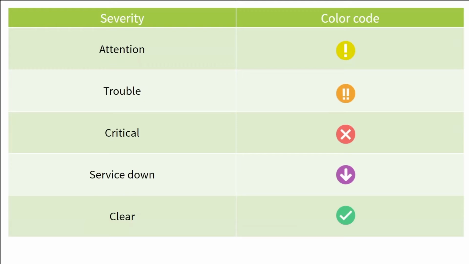So let's get started with alarm severity levels. These are all the different types of alarm severities available in OpManager. Attention is the lowest category alarm, trouble is medium, and critical is the highest severity alarm. For service down, you have a separate category. And clear means that at any point of time, an alarm is cleared.